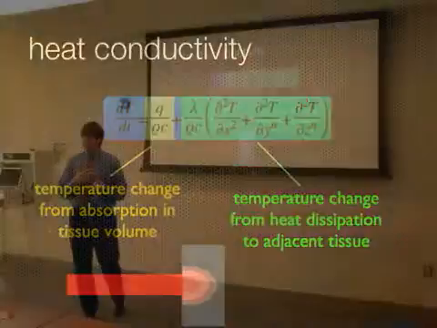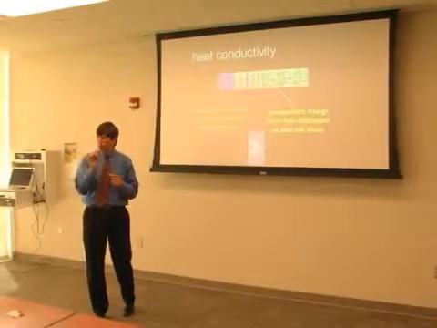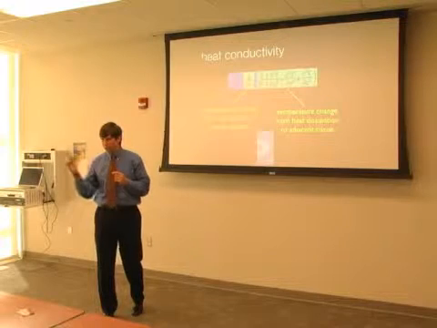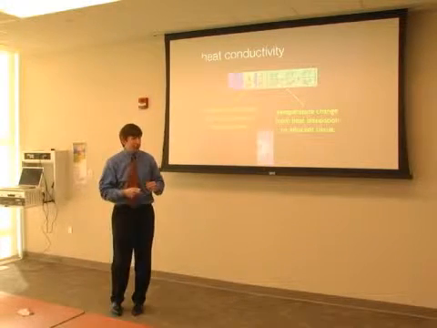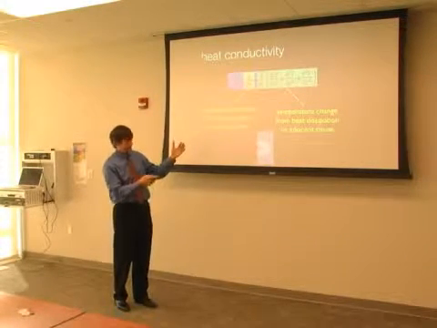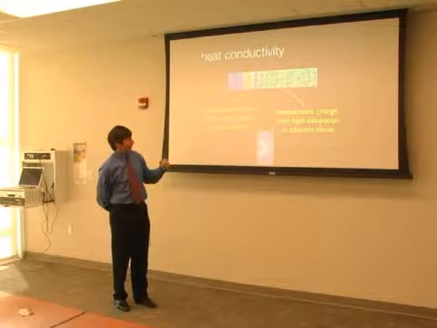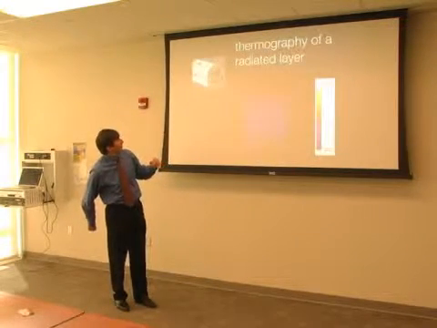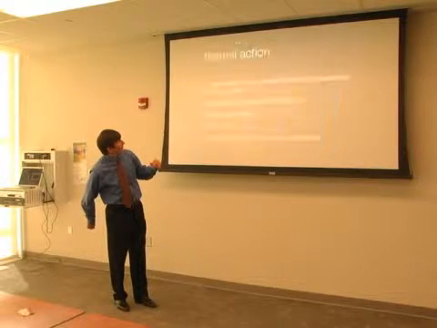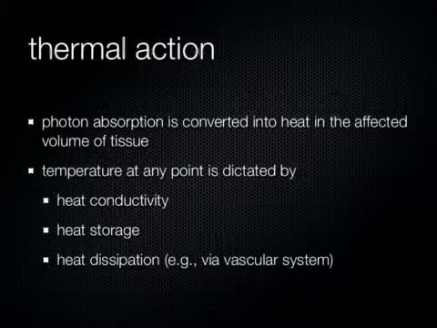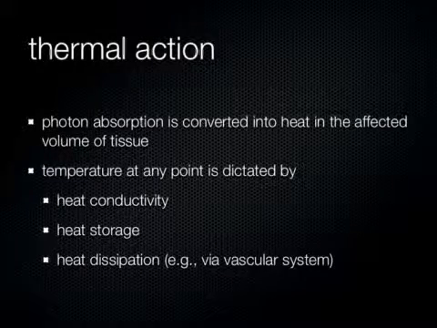So the way we're modeling this to represent the effect is every one of those absorbing constituents in the tissue is taking in energy and it's turning into a heat source. And we can look at how that heat dissipates. And then with our models, we can take measurements with that cool camera. I'll go back to the one that I showed you up front. So thermal action: photons, those particles that the light is made up of, are converted into heat inside the tissue. And then the temperature at any point in our tissue is dictated by how the heat gets conducted, how much of it is being stored, and then heat dissipation.